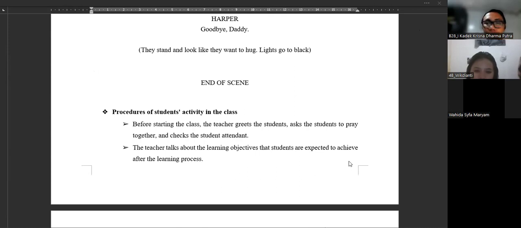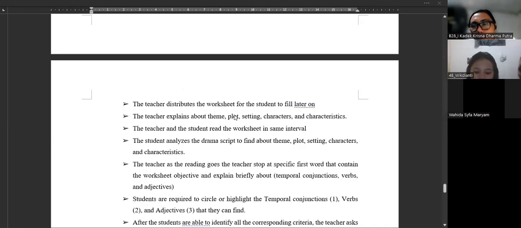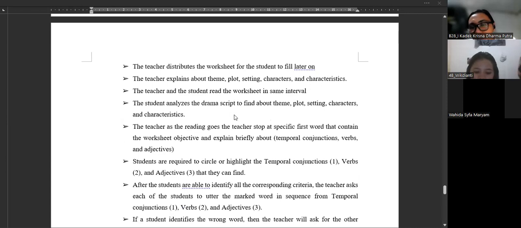And after that, we check the student attendance. After doing all of the introduction phase, the teacher talks about the learning objectives that the students are expected to achieve after the learning process. This is done in order to create a sense of acknowledgement by the student, in order for them to know what they are learning.